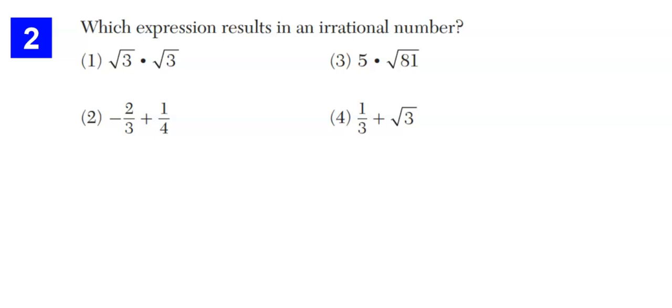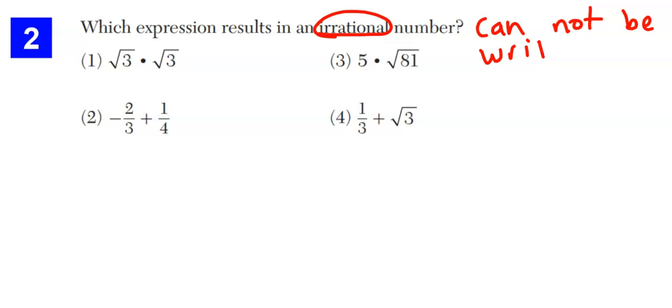Number 2. Which expression results in an irrational number? An irrational number cannot be written as a ratio of 2 integers. That's the definition.